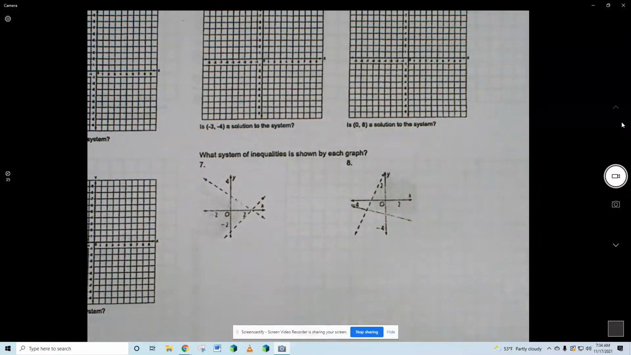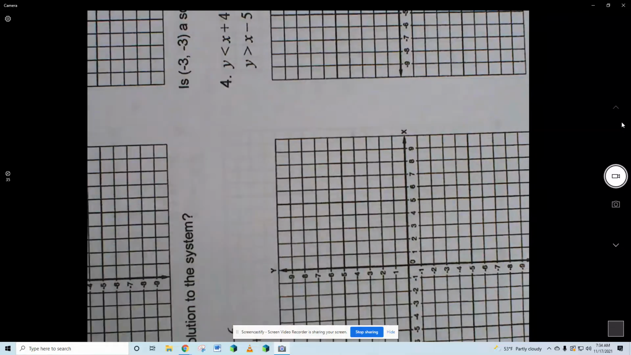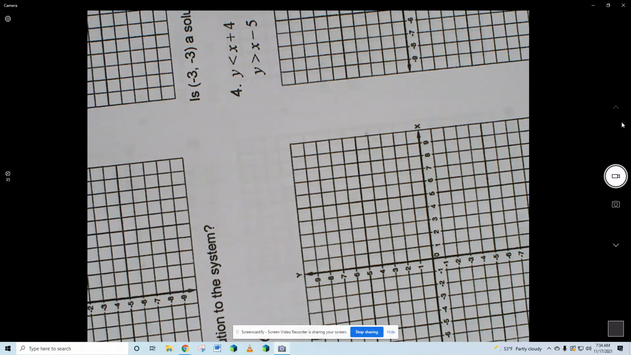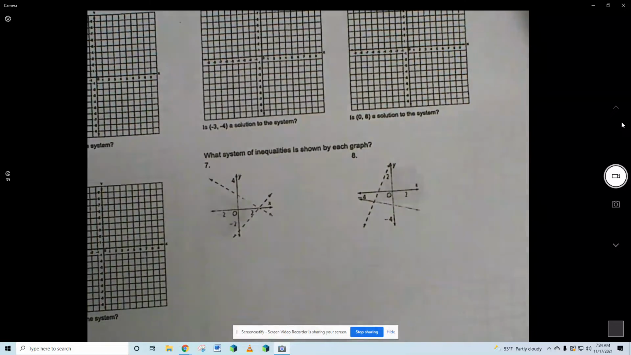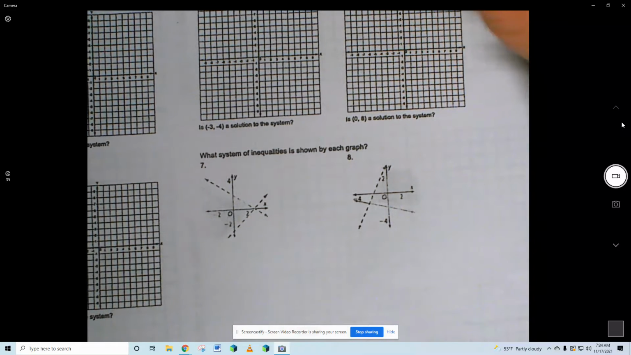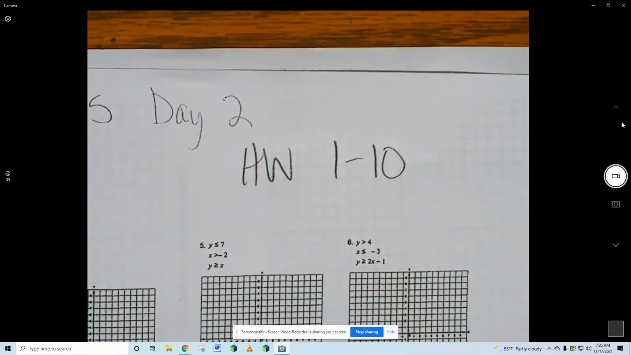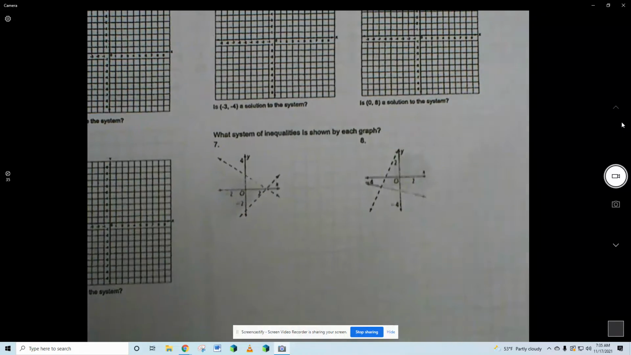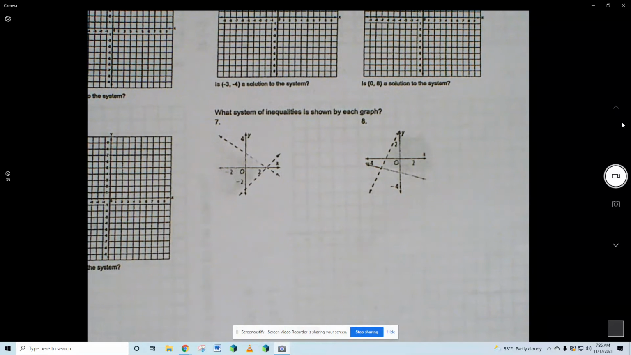Please notice that there's 8 problems on the first page, and there are 2 problems on the back. I'm only going to have you do 1 through 10. So homework is 1 through 10. But I specifically want to talk about 7 and 8 because we have not done this in today's lesson yet.